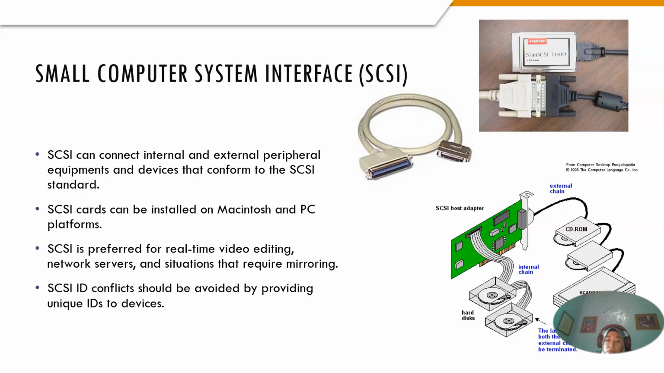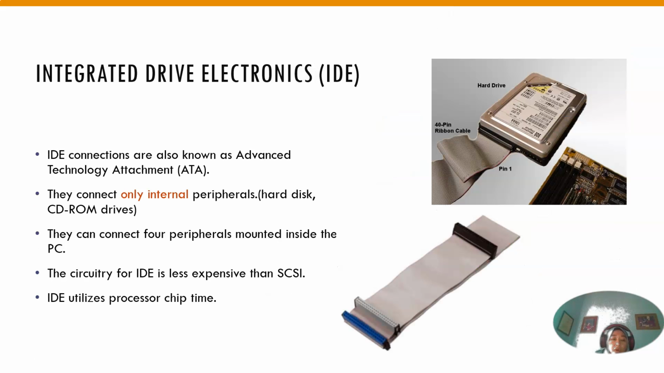So what kind of device do we link using the SCSI? If you look at the cable there, it is actually to link to the printer, for the external peripherals. For the internal, you link to your hard disk or your storage. And then we also have the IDE type of cable.